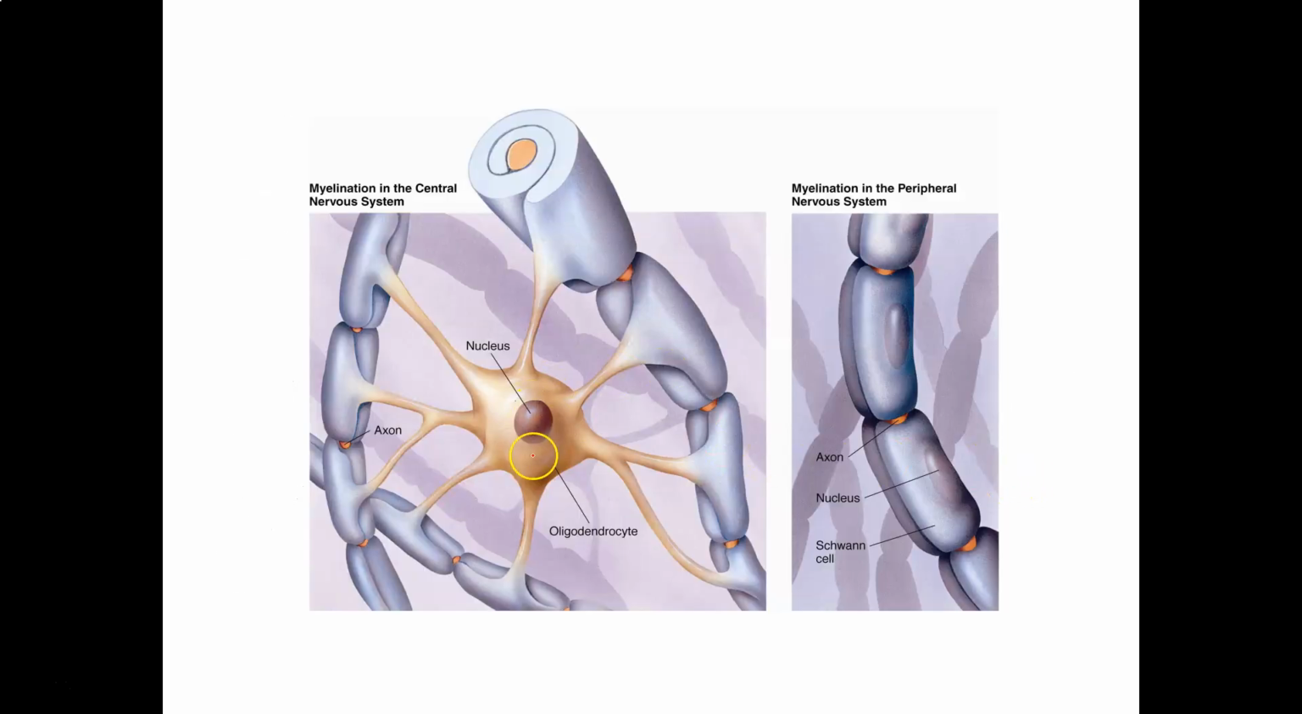So here's a better image of oligodendrocytes and Schwann cells. Here's an oligodendrocyte, and you can see it's got these extensions that are myelinating several neurons, or several axons, at any one time. Here in the peripheral nervous system, you're going to find Schwann cells wrapping themselves around the axons of the neurons that form the peripheral nervous system.